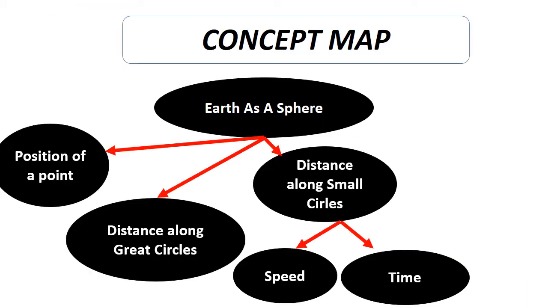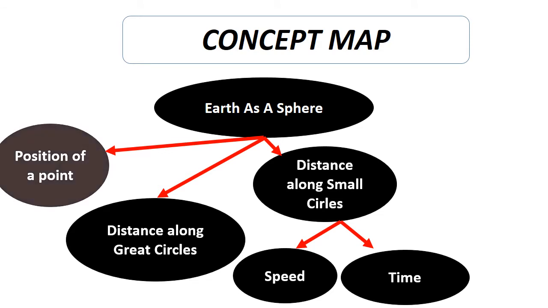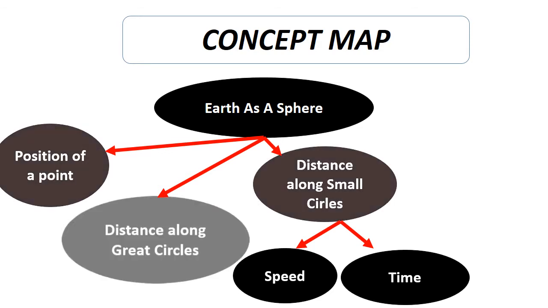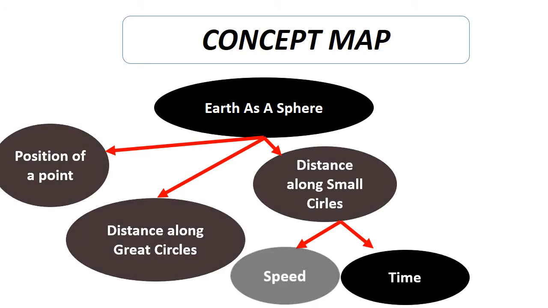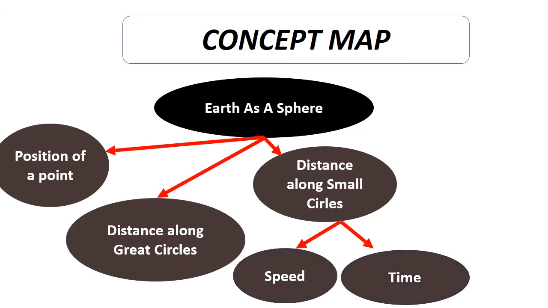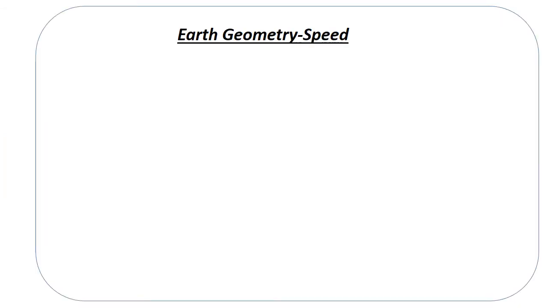Welcome to the last part of Earth geometry. So far we've looked at Earth as a sphere, position of a point, we looked at distance along small circles and distance along great circles. Here we're going to take a look at the concept of speed and time. So whenever we're talking about distance, the concept of speed and time should come in also. We have learned how to calculate the distance between points. So now it's time to calculate speed and time.